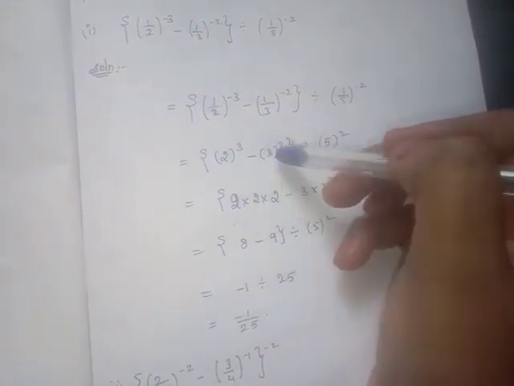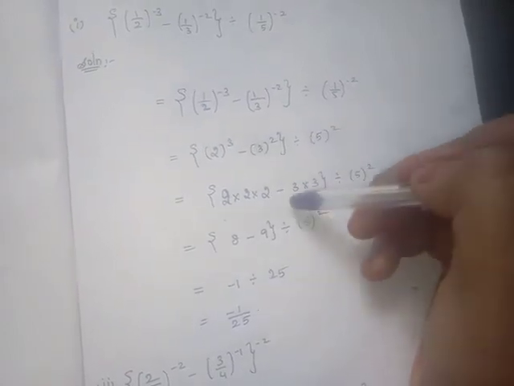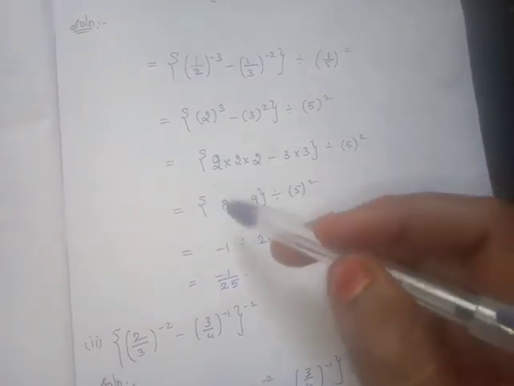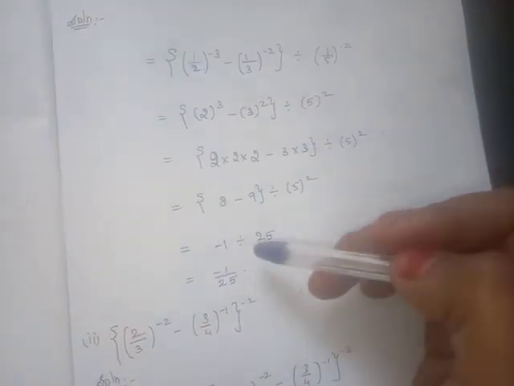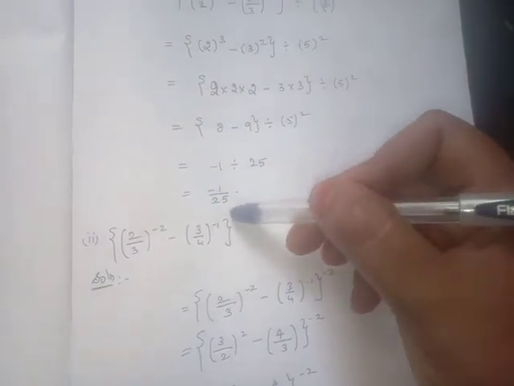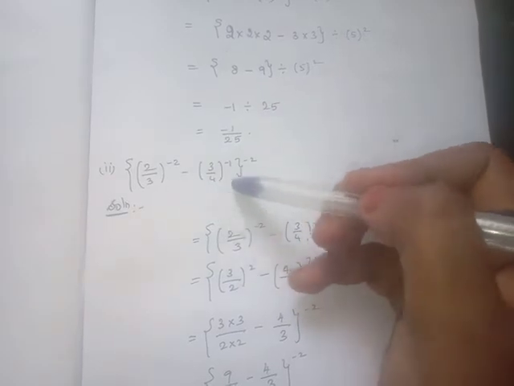So every cube and square will be expanded. 2 cube means 2 2s are 4, 4 2s are 8. 3 square means 3 3s are 9. 5 square means 5 5s are 25. Now 8 minus 9 you get minus 1, divided by 25. So simply you write minus 1 by 25. This is the answer.